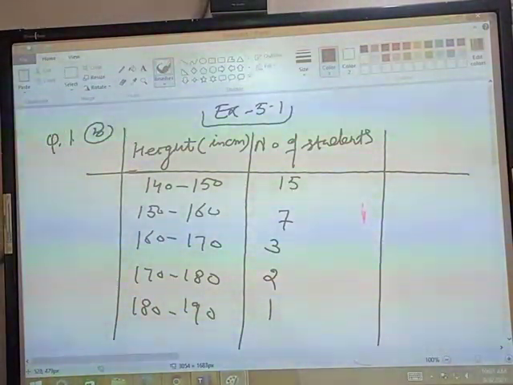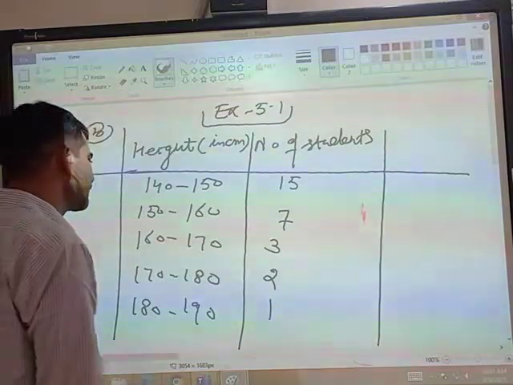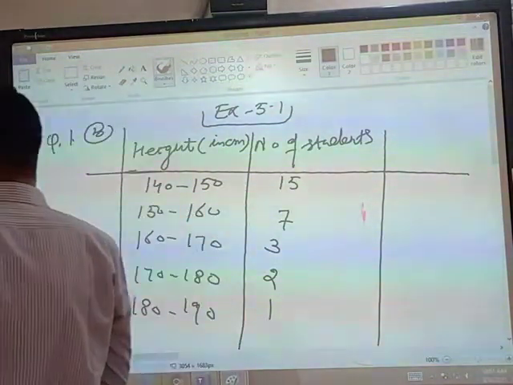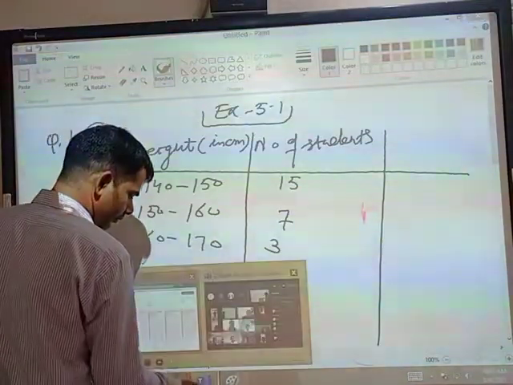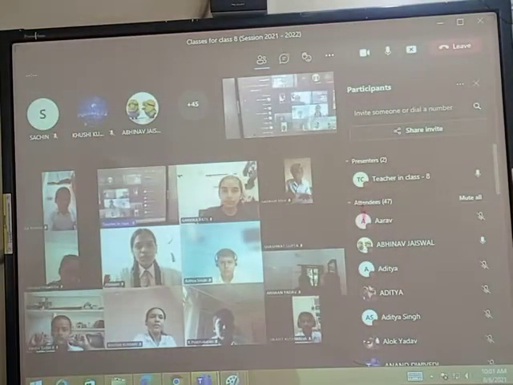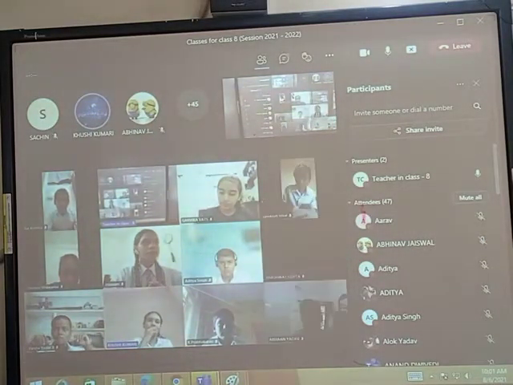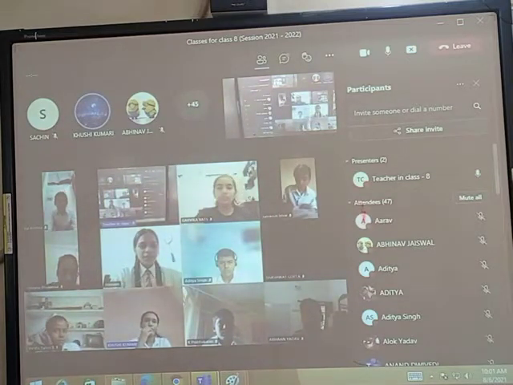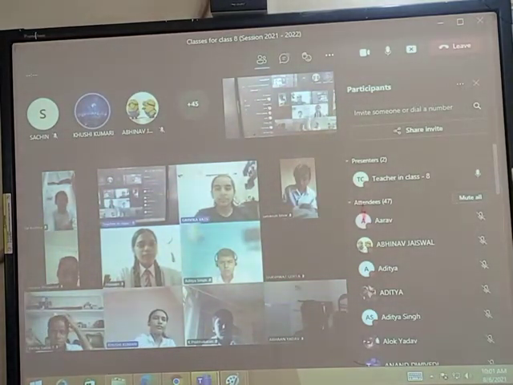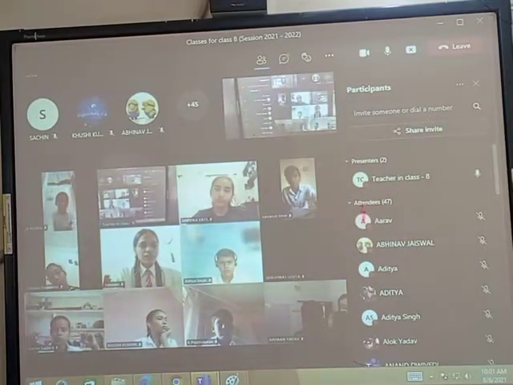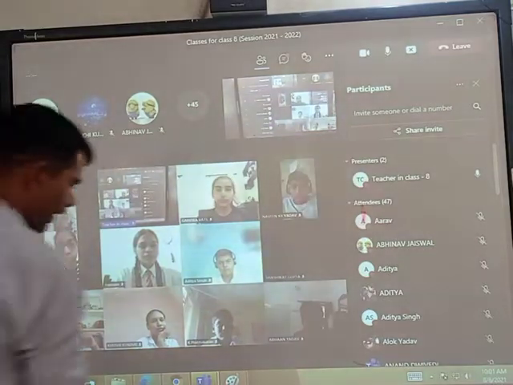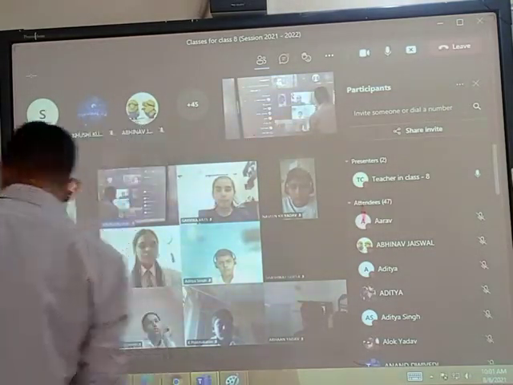Okay. You have to represent the given data. You can represent the given data by a histogram or not? Yes, you can represent the given data by a histogram. How can you represent it?